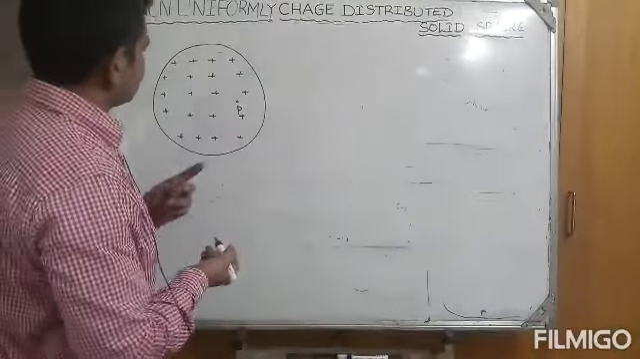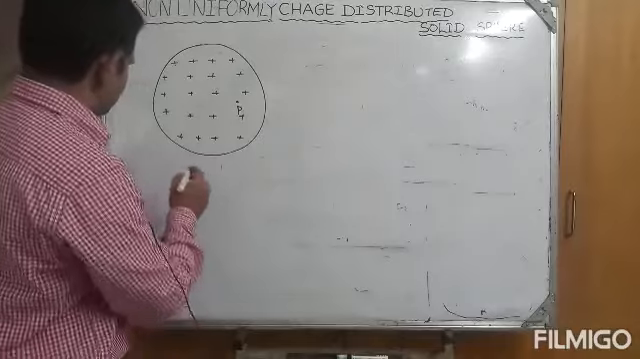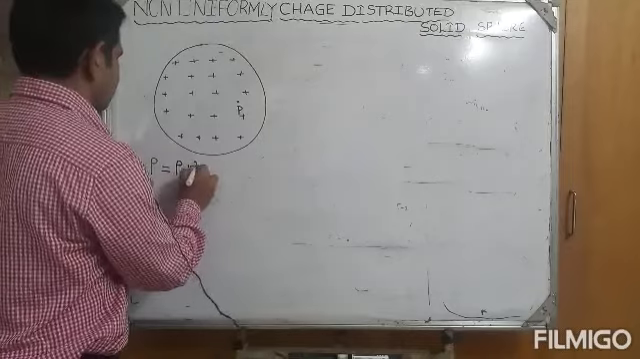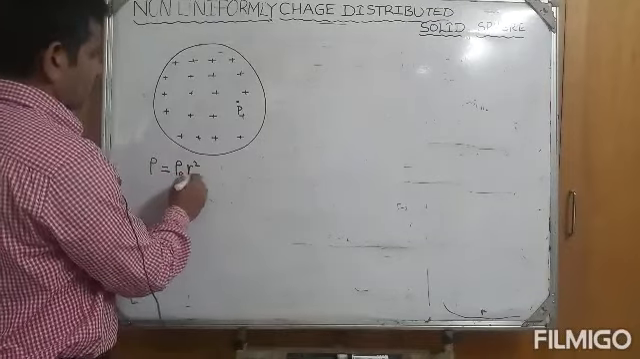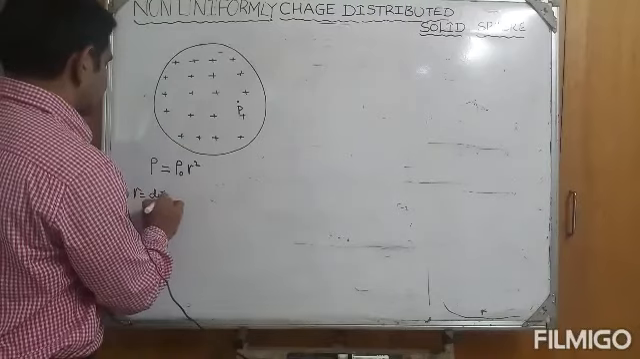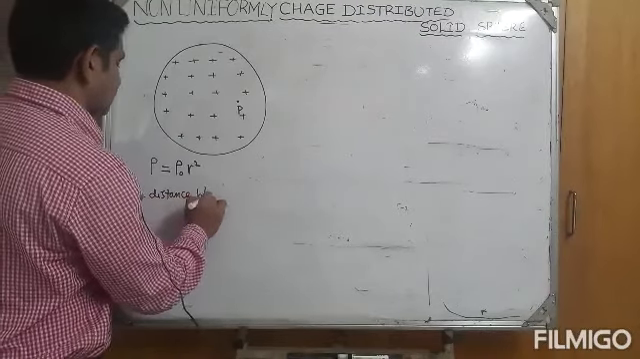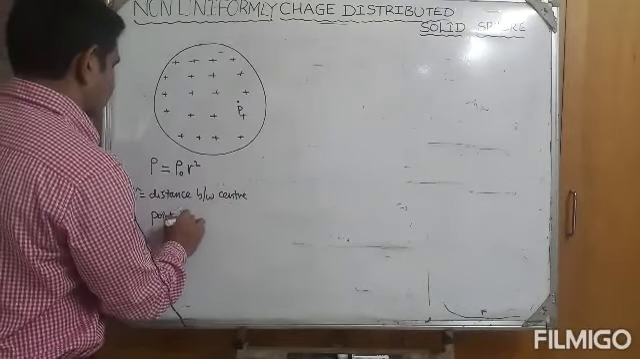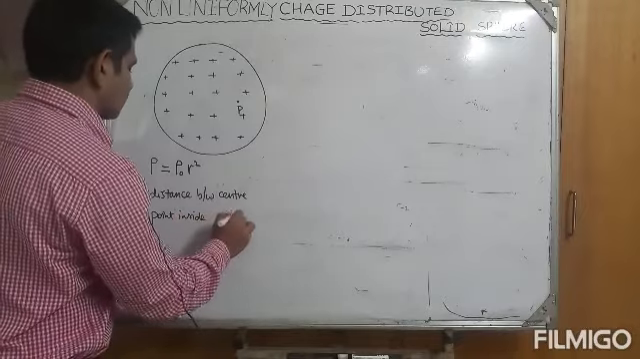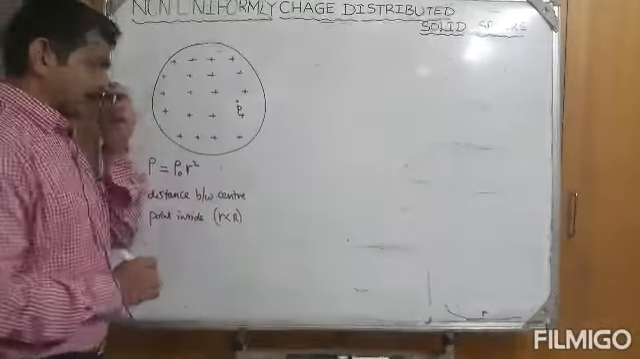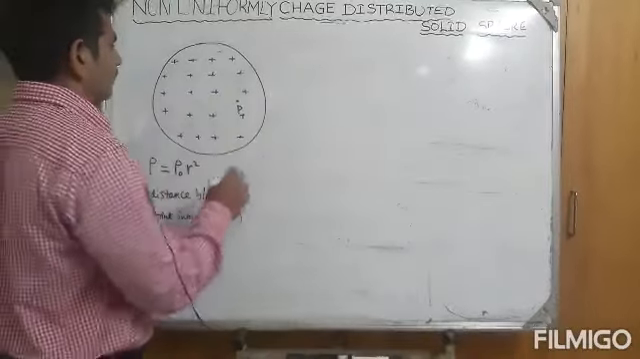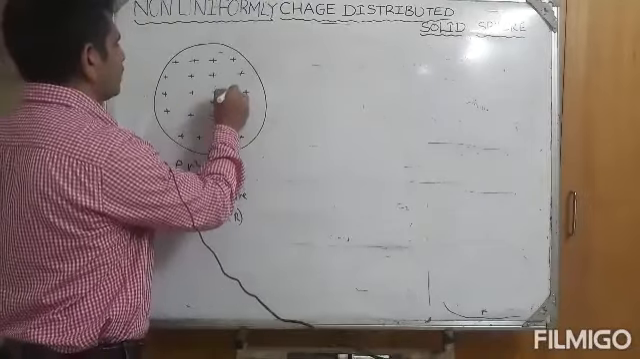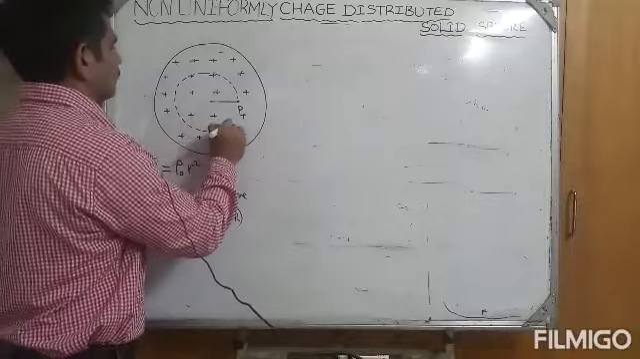Suppose this is the non-uniformly charge distributed body whose volume charge density changes as rho naught r square. Here r is the distance from the center to a point inside, so r is less than capital R, the condition is given. What is the electric field intensity? Suppose this is the point, and you want to find the electric field intensity inside, right?